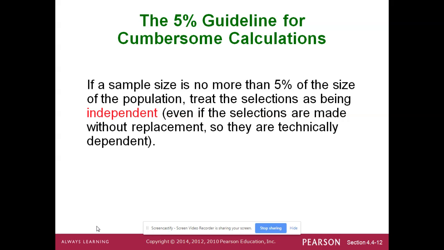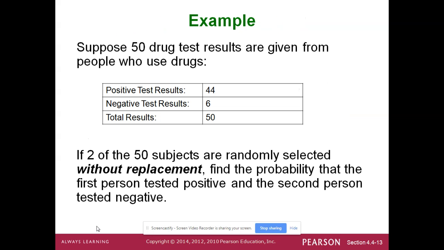So because of that, I can treat them as independent, even though in reality we know they are dependent events if I don't replace. That's one of those 5% rule things. It doesn't come up a ton, but it is one of those rules that can come back and get you if you don't remember it. So that's the 5% rule.